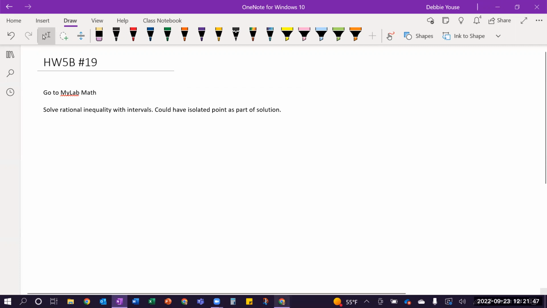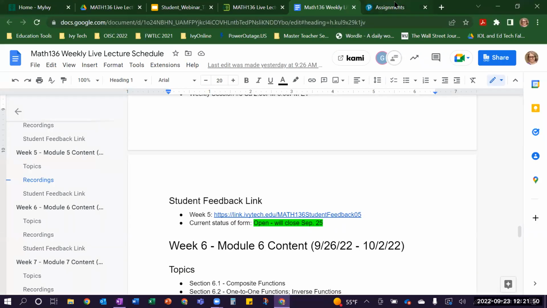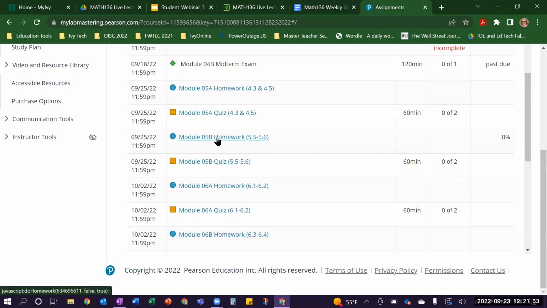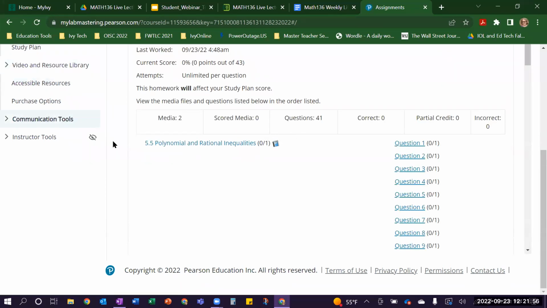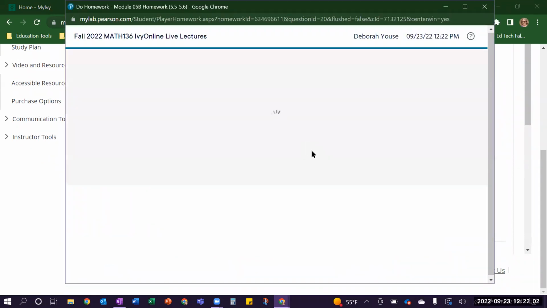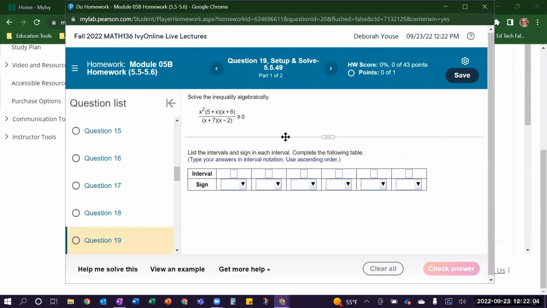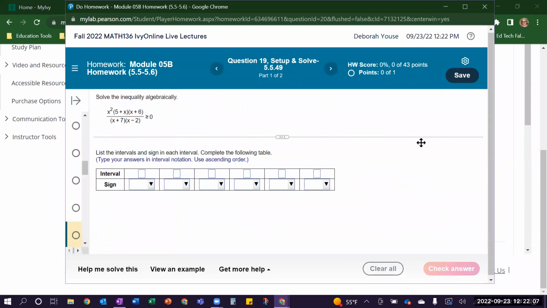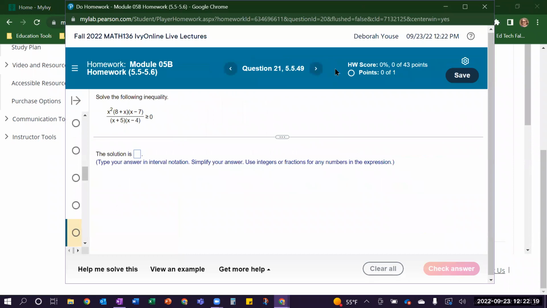So 19, section 5B. So my 5B homework, and question 19 is the one I think I selected earlier. Talk about. Okay. So this is the problem that we have, and this one is one of the setup and solve problems. So if I move forward, there's probably some that aren't set up and solved. Like this one's not set up and solved. Like 21 doesn't prompt you to actually put in all your intervals and what you tested. It just prompts you for the final answer, okay?